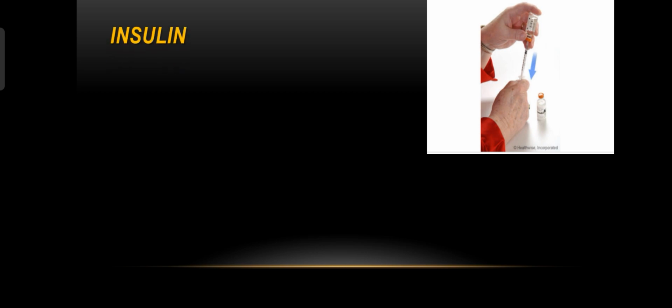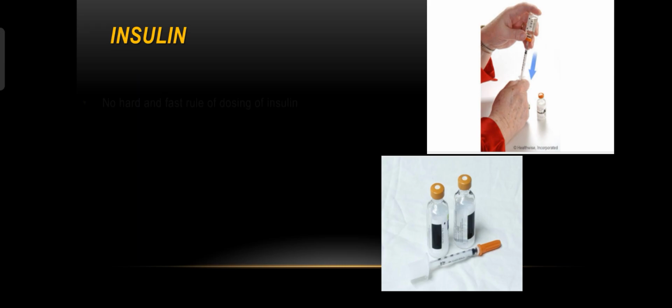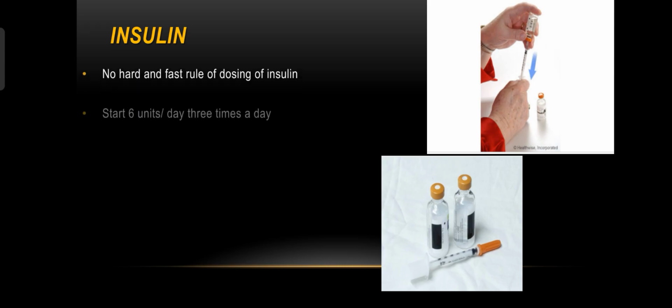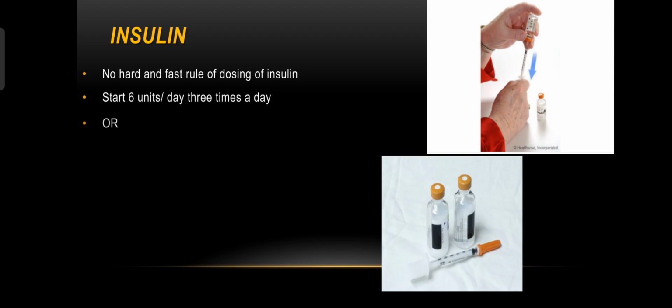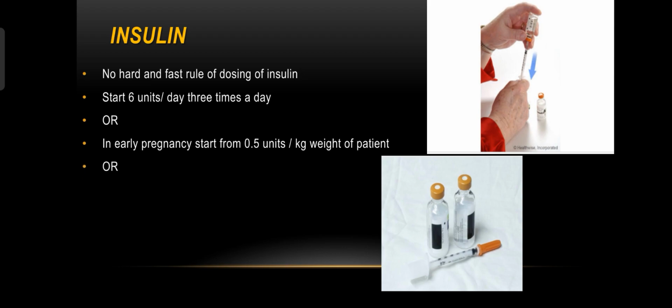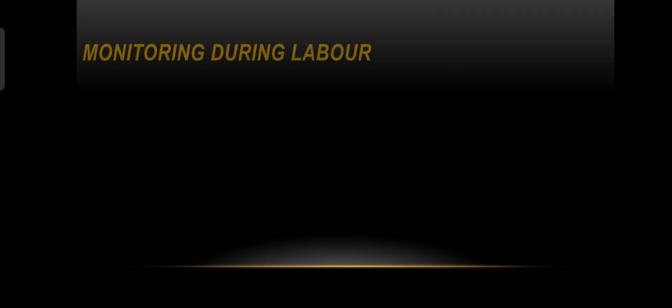Insulin. There is no hard and fast rule for dosing of insulin. Start 6 units 3 times a day, or in early pregnancy start from 0.5 units per kilogram weight of the patient, or in late pregnancy we can start from 1 unit per kilogram weight of the patient.